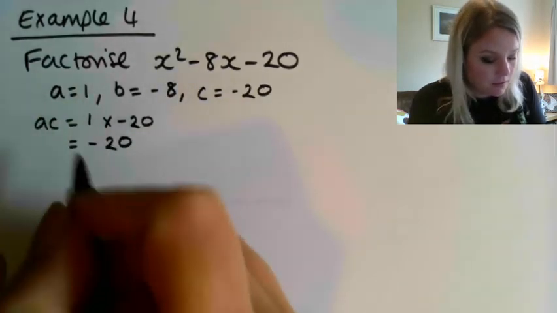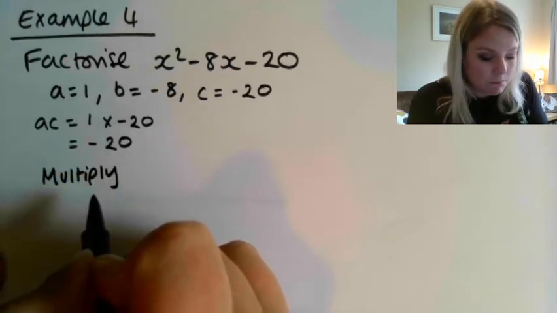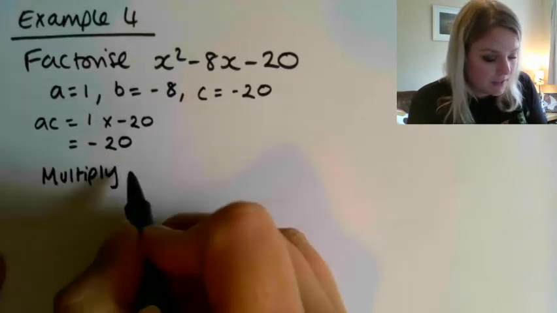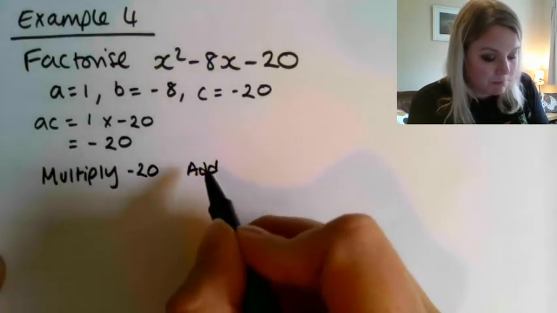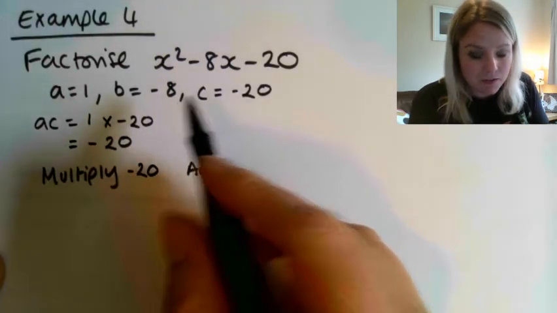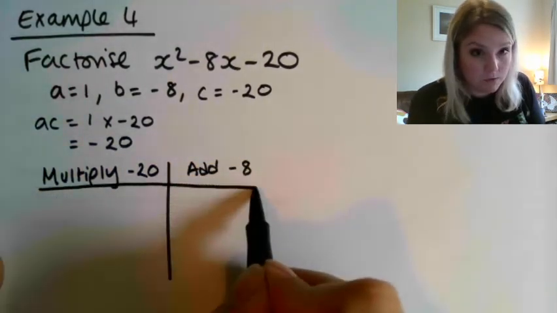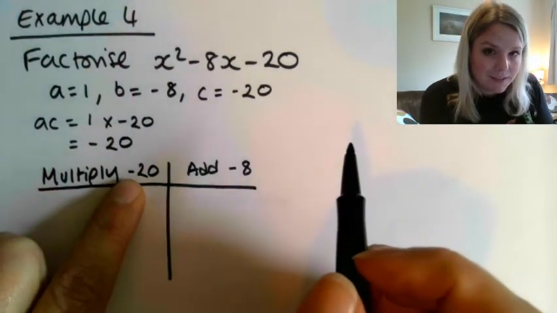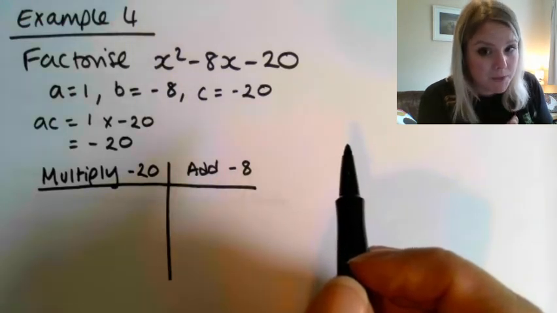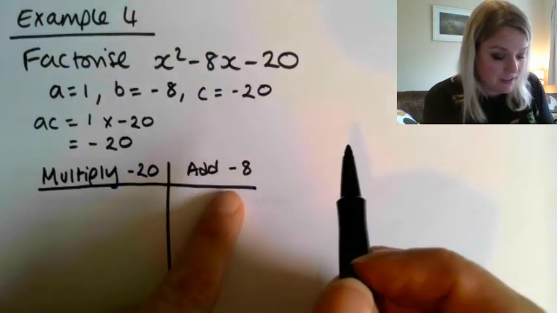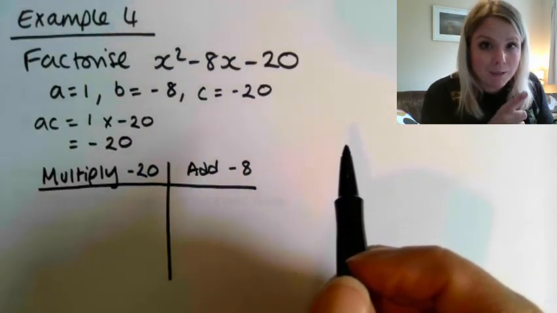We need to use B as well. So remember, we do our little table. We're looking for numbers that multiply to give us this product of AC. So they're multiplying to give us minus 20, and they're adding to give us the B value. So they're adding to give us minus 8. Now, here's what I'm thinking already. Multiplying to give a negative number means one of the numbers must be positive and one of them must be negative, right? And then adding to give minus 8, so that's going to work for that as well. So let's keep that in mind.